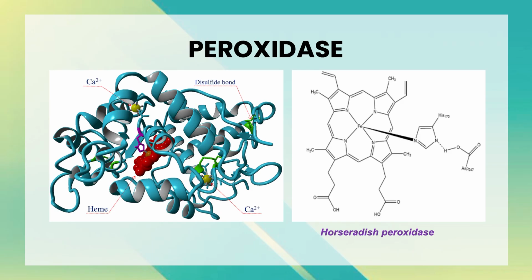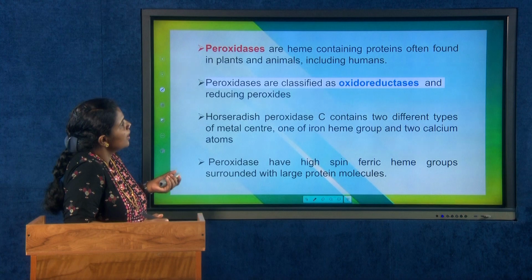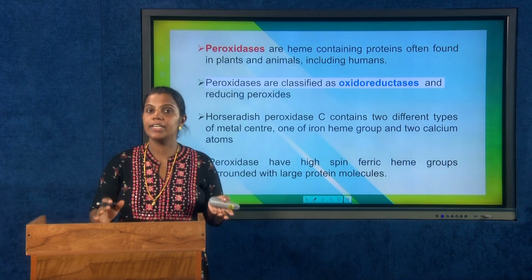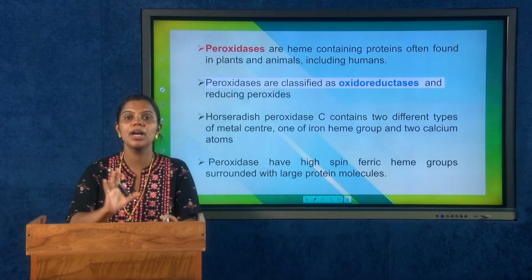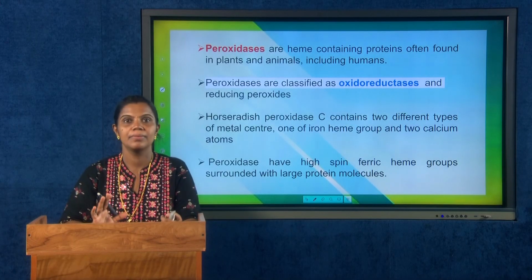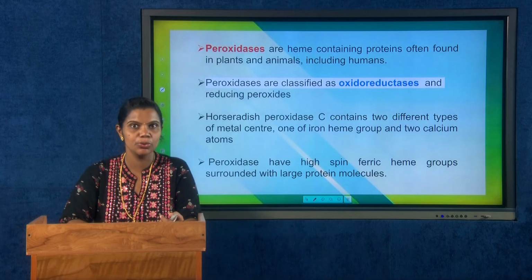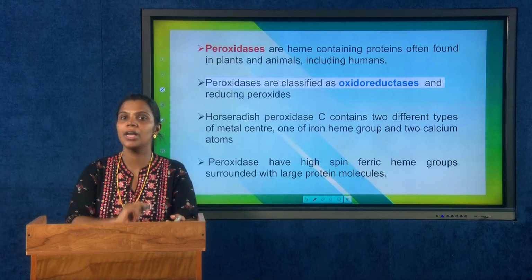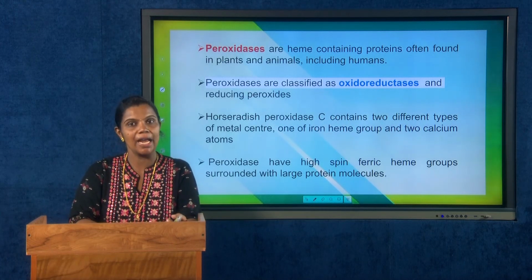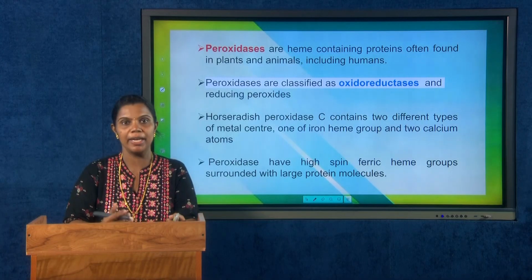This is an example of a peroxidase enzyme, horseradish peroxidase. You can see that it contains a heme, calcium 2+ and disulfide bonds. Now, let us see in detail what peroxidase enzymes are. Peroxidase enzymes are heme-containing proteins, like hemoglobin and myoglobin. Peroxidase is found in plants, animals and human beings also.